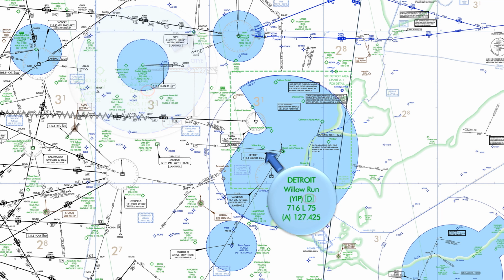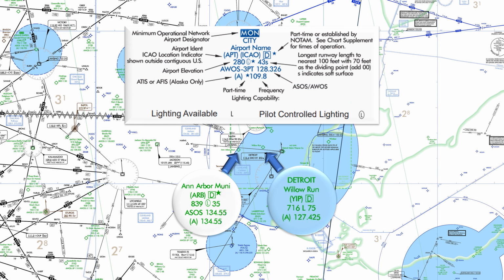So let's look at the rest of the airport information. We'll use two airports we're familiar with. At the top, you'll have the airport name, followed by its identifier. Next, we have its airspace, like we talked about. However, the little star next to it indicates that the tower has part-time operating hours.